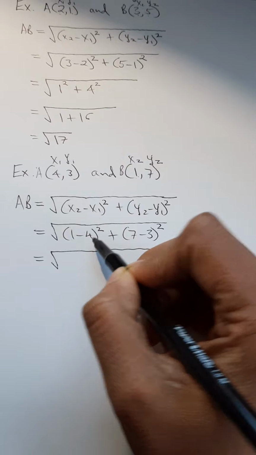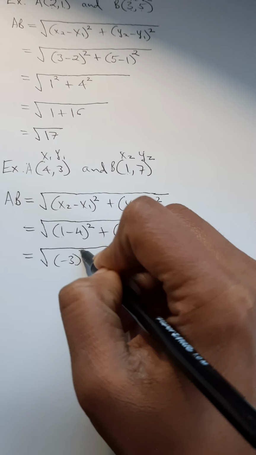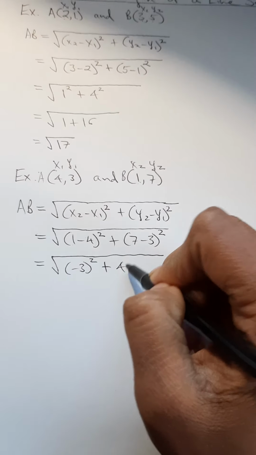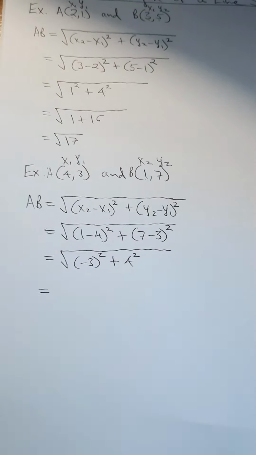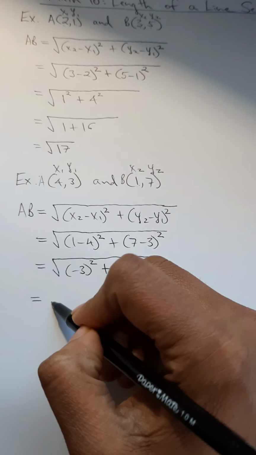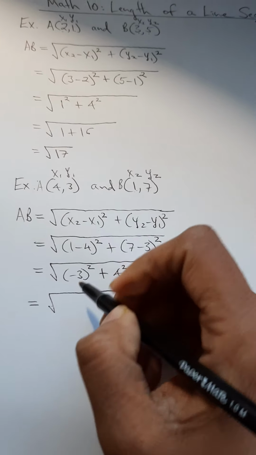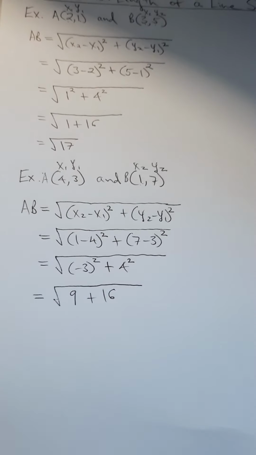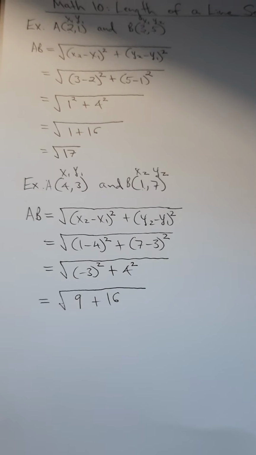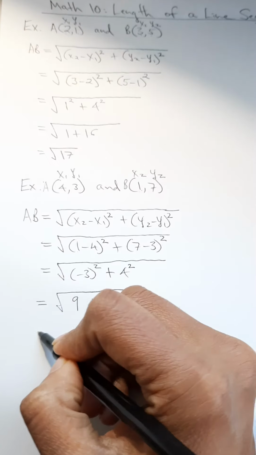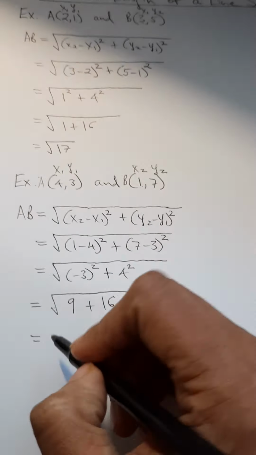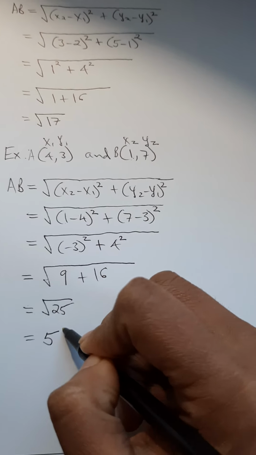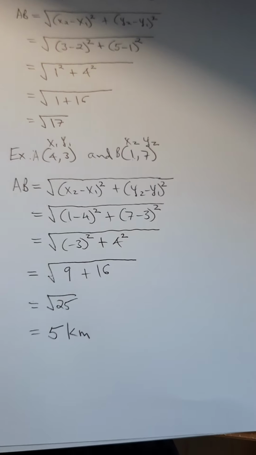So this is 1 minus 4, which is negative 3 squared, plus 7 minus 3, which is 4. So you're going to do 4 squared, like this. So negative 3 squared, which is 3 times 3, 9, plus 16, where you're doing 4 squared. We're going to add that together here. This becomes the square root of 25, which is equal to 5 kilometers.